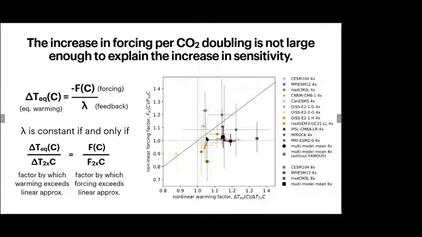For forcing, if all of the forcing was greater than you expect from the linear approximation, then the dots would be above this line, but in fact some are below and some are above. On average, the forcing is actually fairly linear. Most importantly, if the forcing explained the warming increase, then all of the dots would fall along this one-to-one line. In fact, for most of the simulations, the increase in warming is greater than the increase in forcing with CO2 doubling. So the forcing isn't sufficient to explain the increase in warming.